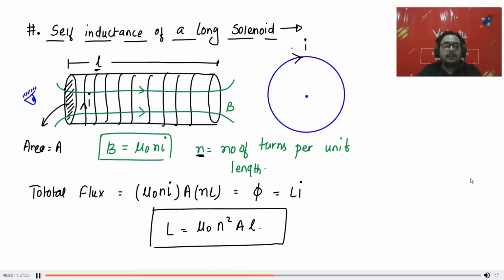So can you tell me what will happen if I double the number of turns? If I double the number of turns, inductance will become how many times? Very good. If I double the number of turns per unit length, if n is doubled, L will become 4 times. Very good. So this is the formula that we remember, and this is not basically a derivation, it's a simple expression.